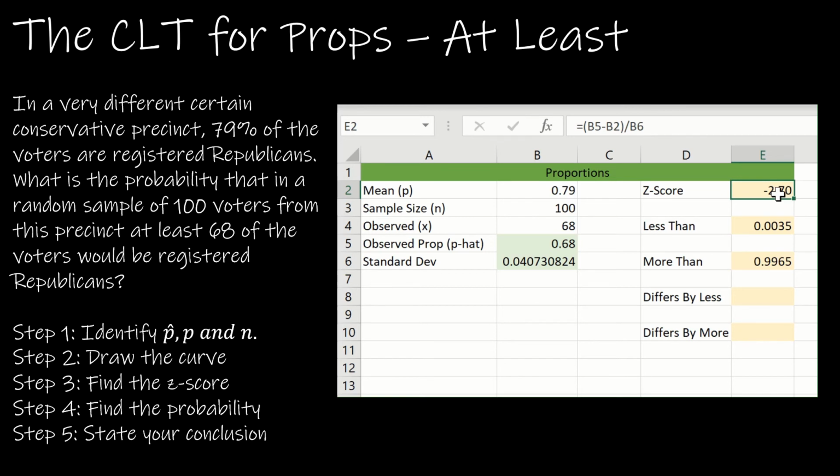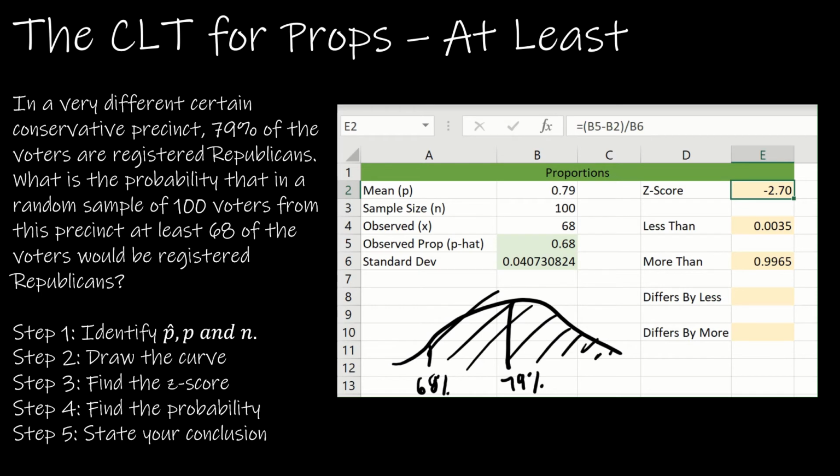So again, if you have trouble visualizing it, draw the little picture. We have the normal model. It doesn't have to be a good normal model, obviously. We're expecting 79%, 68% somewhere way down here. And we're saying, what's the probability of 68% or more? So it would make perfect sense that that value is going to be almost 100%.